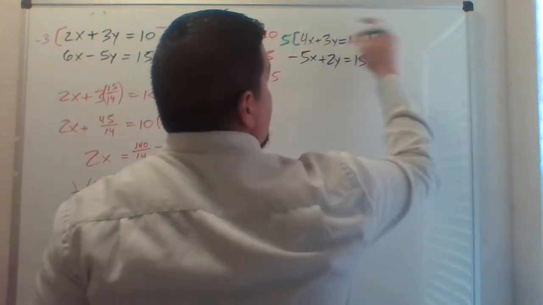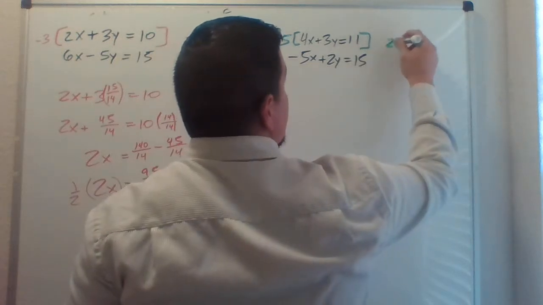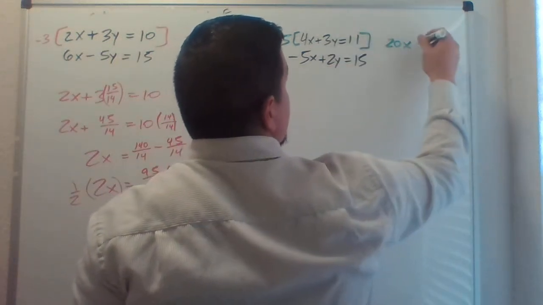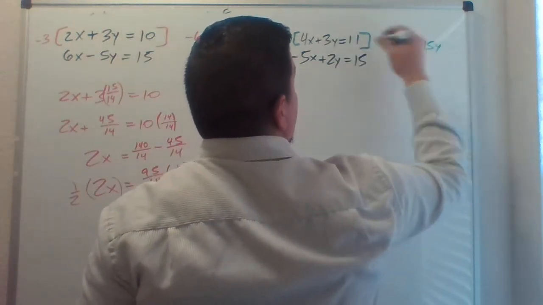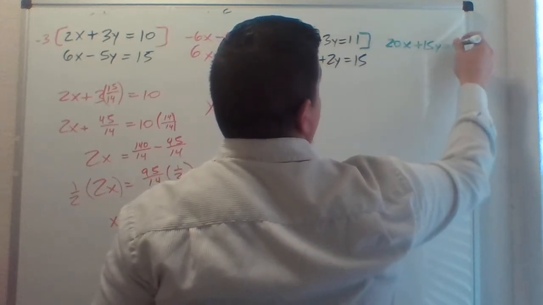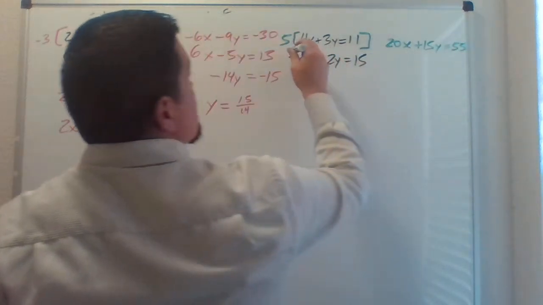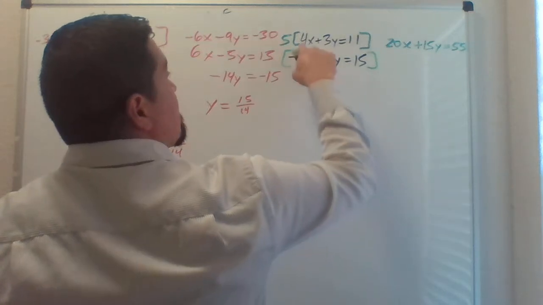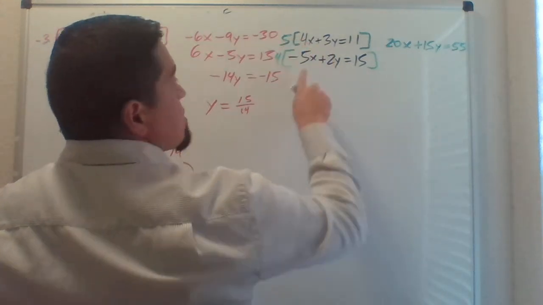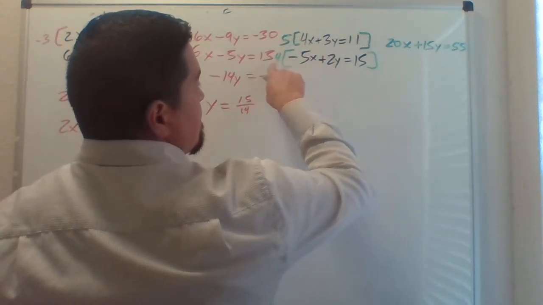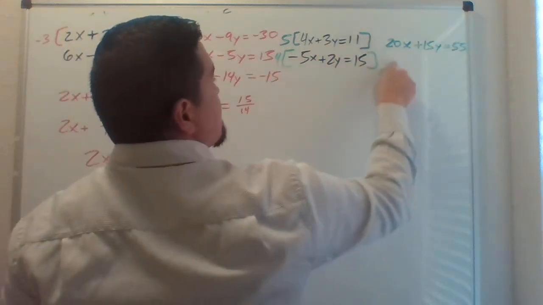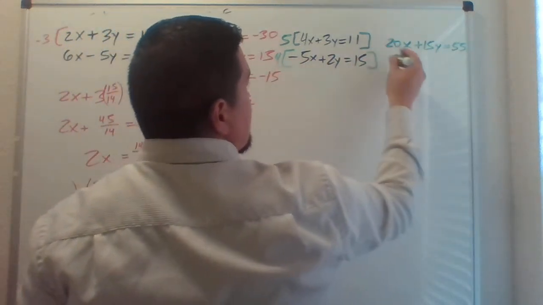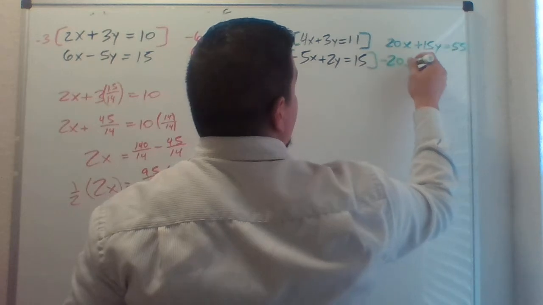And then, or really the whole thing. So that's going to give me 20x plus 15y equals 55. And then I could multiply this one by that number, 4, just making sure that the results should be opposites. So this is going to be 4 times negative 5, so that's negative 20x, which is what I want.